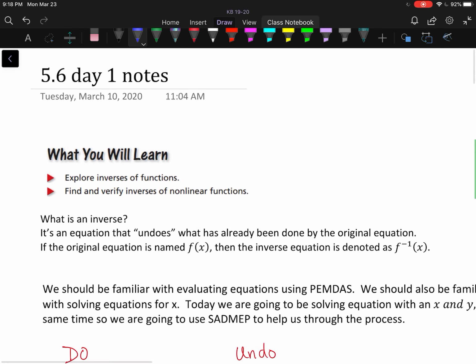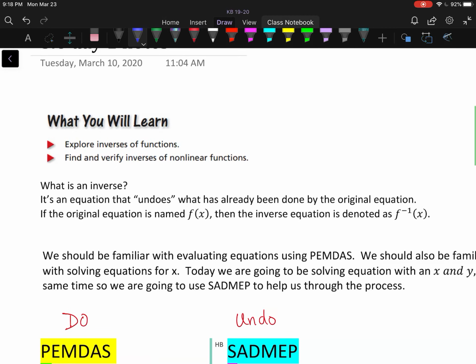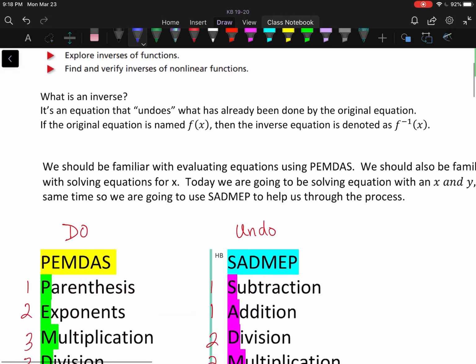Okay, guys, today we're going to be looking at inverses. What is an inverse? Well, an inverse is basically an equation that undoes what has already been done by the original equation. If the original equation is named f of x, then the inverse equation is denoted as f to the negative 1 of x, which we say is the inverse of f of x.